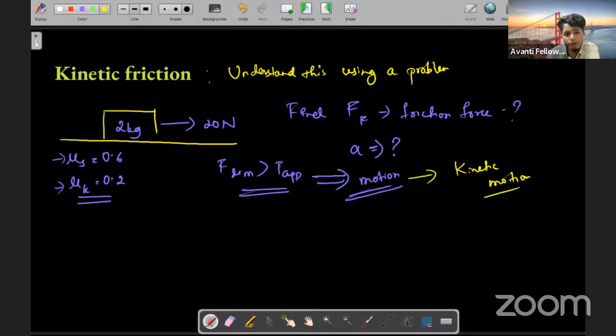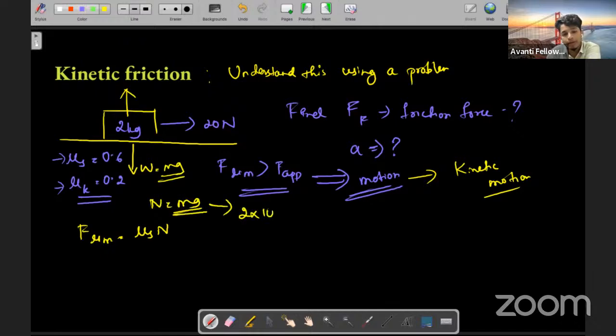Now, students, when I talk about limiting friction, F limiting is equal to what? Mu s into N. Over here, here is the normal force, here is the weight that is acting. I'm asking whether there will be motion or not. Weight is equal to m into g. Now the normal is equal to what? M into g. That is 2 into 10, that is 20.